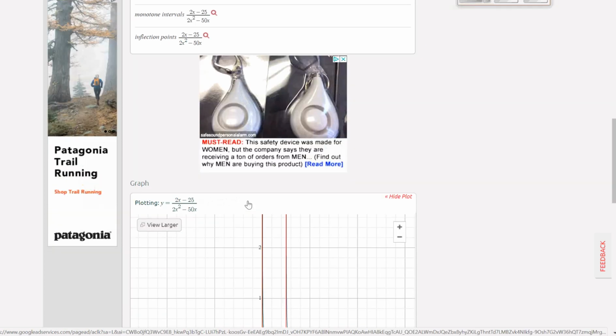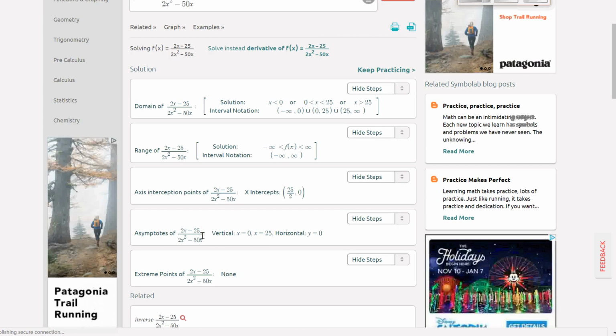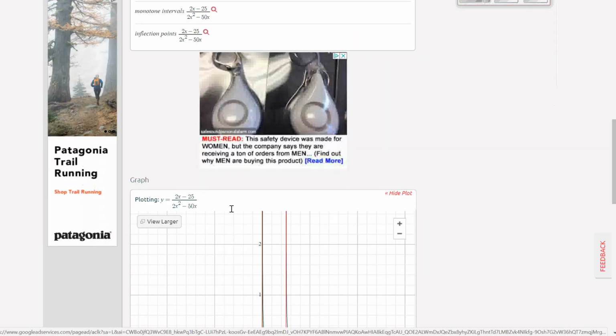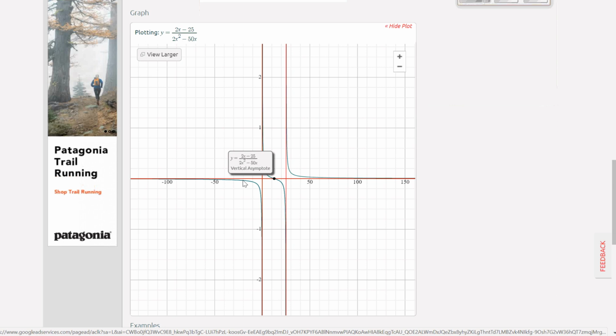You can scroll down here. You can see it gives you your asymptotes right here, 0 and 25. Horizontal is 0 because the denominator is bigger, right? And then you can come down here and you can see here's the graph. Horizontal asymptote and two vertical ones, and we want to know when t equals 30.